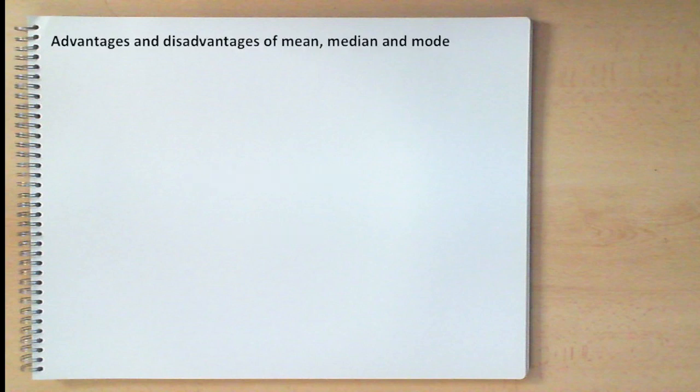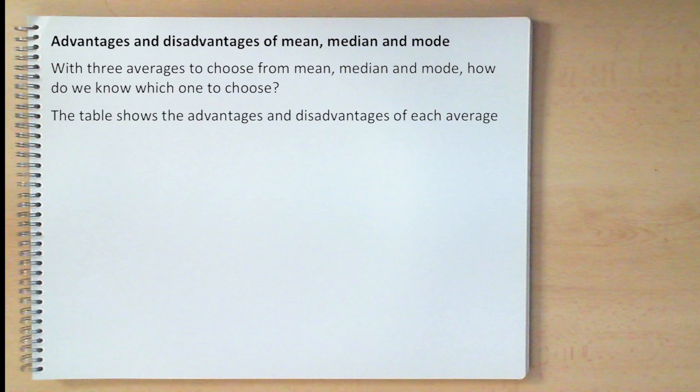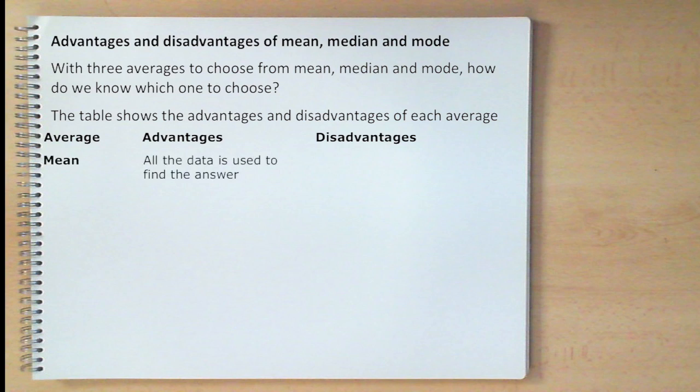So we've looked at the fact that there are three different types of average: the mean, the median, and the mode. What we want to look at now is which one should we choose? Which one should we use at any one point in time? What are the advantages and disadvantages of each of them? So this table shows advantages and disadvantages of each of the three methods of working out an average.